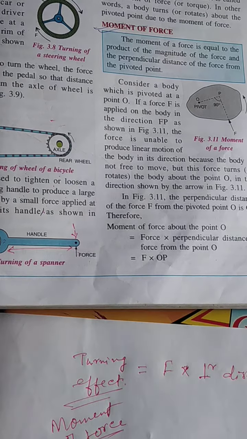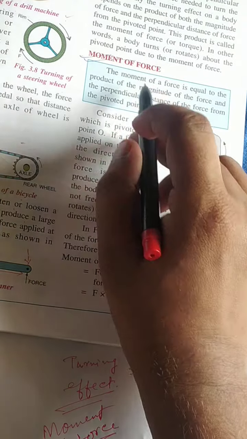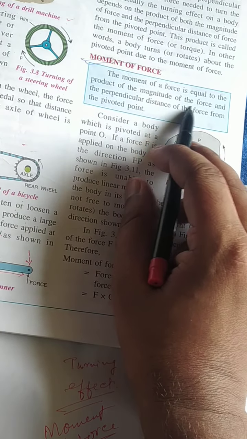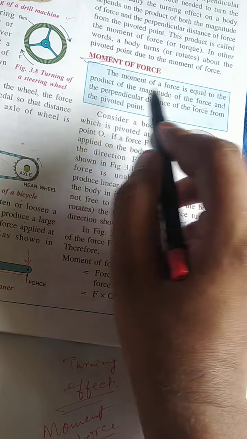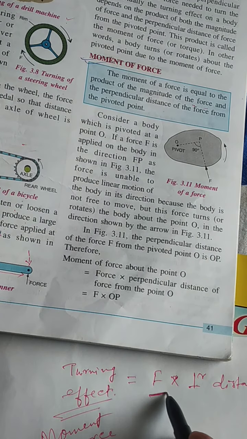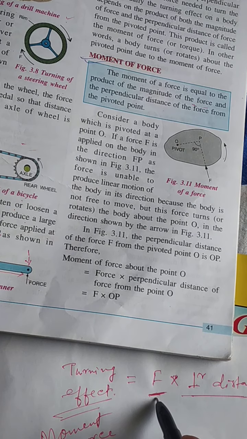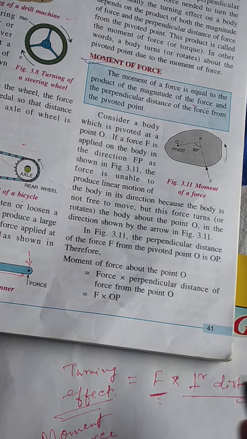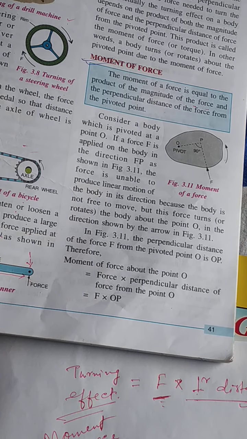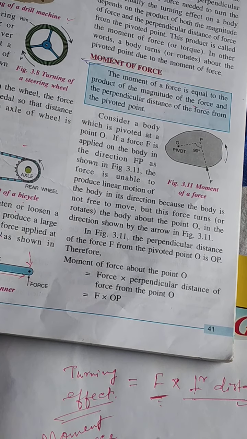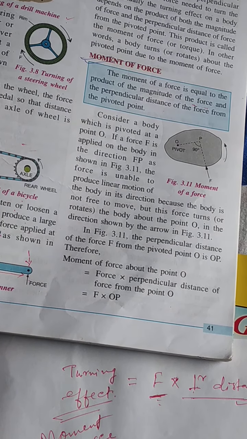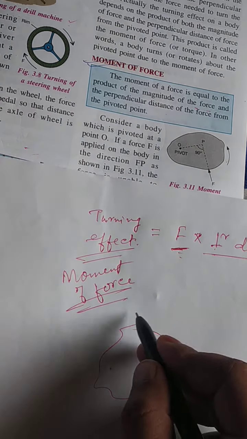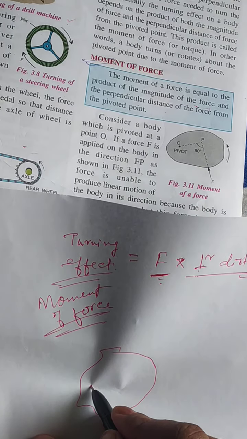Okay? So here the definition: the moment of force is equal to the product of magnitude of force and perpendicular distance. So the product of force and perpendicular distance from a pivot point is called the moment of force. Here one body is there. If a body rotates at this point, this is the pivot point.